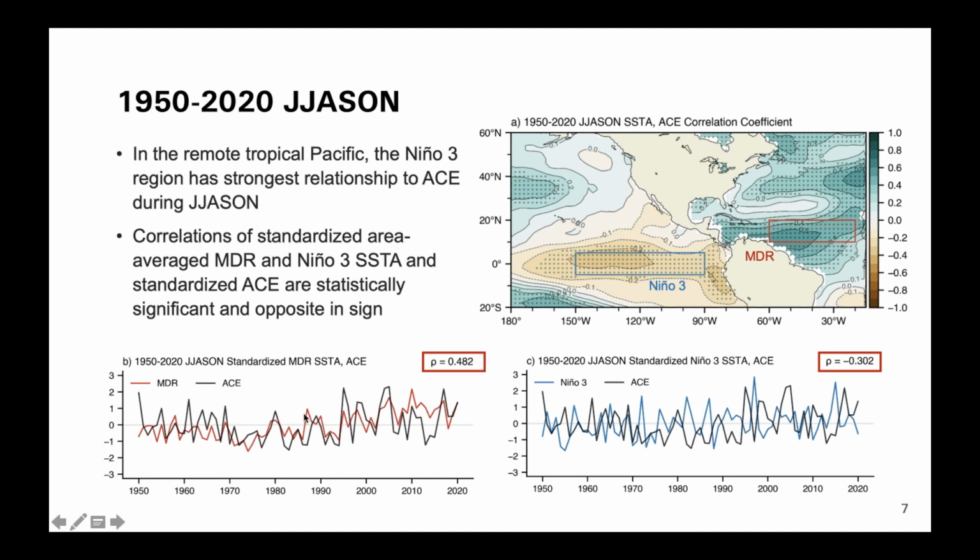So at left, a significant positive correlation between ACE and the MDR SST anomalies is seen, and that's expected given the favorable warm SST anomalies that are generally present in the MDR throughout the hurricane season. And likewise, the negative correlation between ACE and the Niño 3 SST anomalies is consistent with the reasoning that warm tropical Pacific SST anomalies tend to lead to an increase in convective activity over that region in the Pacific, which then results in increased MDR vertical wind shear and subsidence, which then further limits Atlantic tropical cyclone formation and intensification.